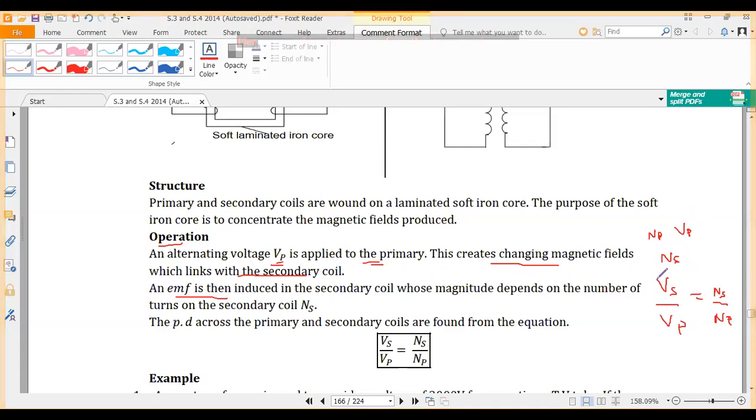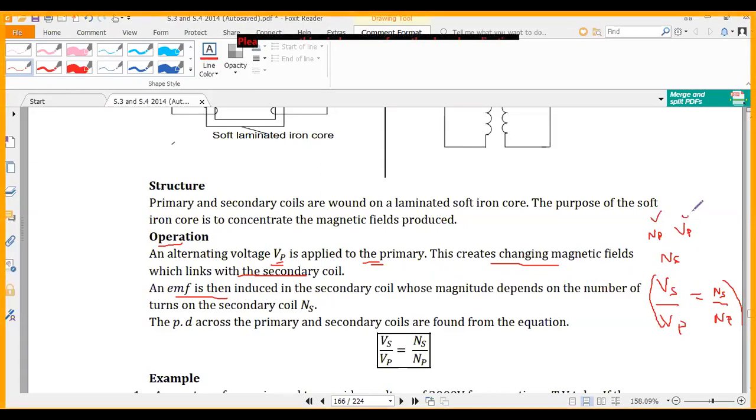to calculate the voltage which is induced in the secondary coil, because it is the only one which is missing. We know the number of turns in the primary, we know the voltage supplied in the primary, we also know the number of turns in the secondary, and we can use this equation to find the voltage which is induced in the secondary coil. This is the equation we shall always be using.